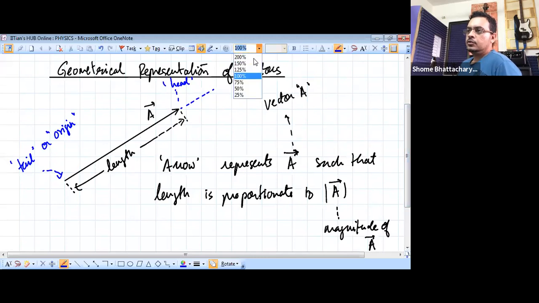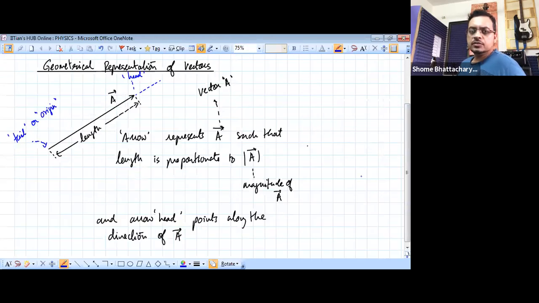Okay. Now, I don't think we had looked at any of the vector operations. Yeah, Shishir, I will send you the notes. Don't worry.